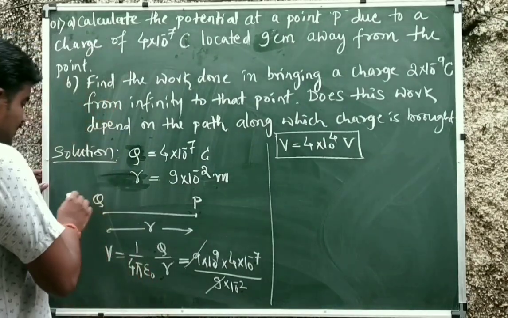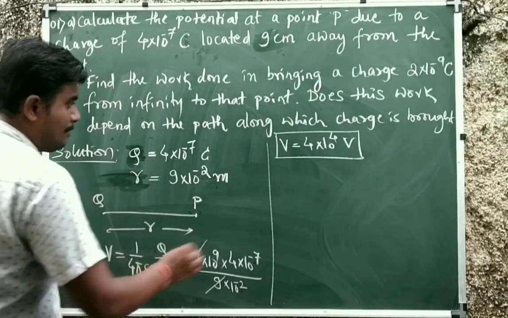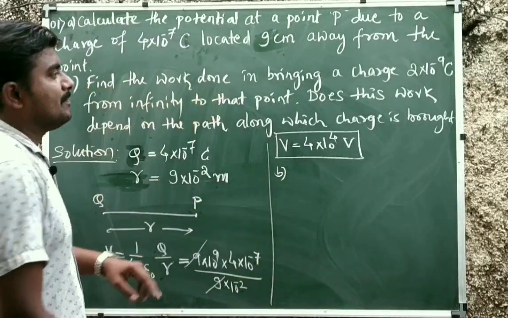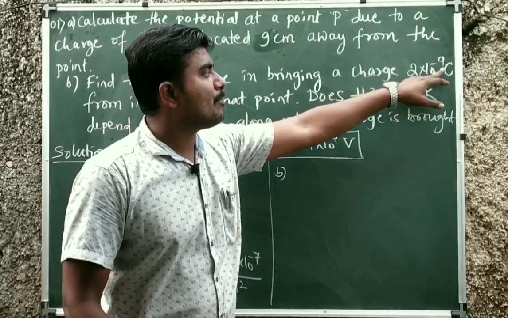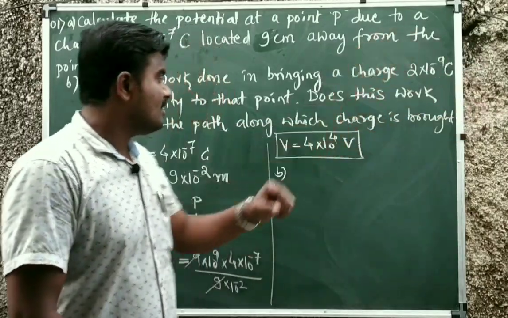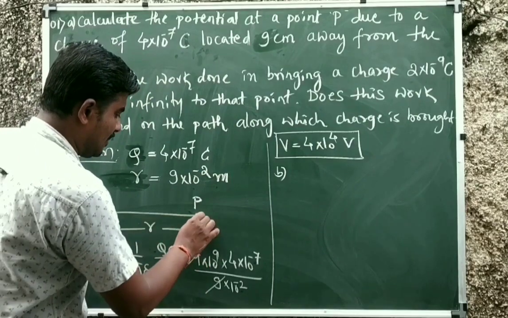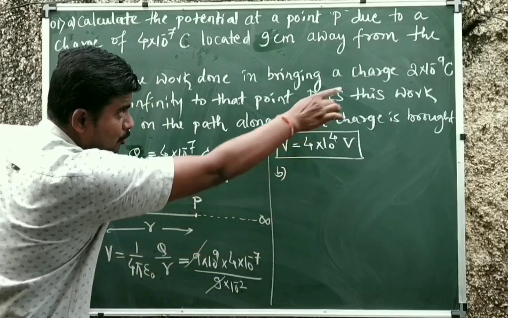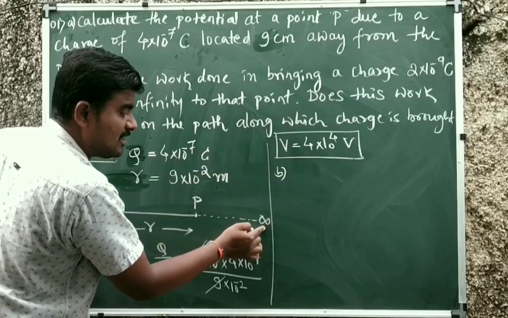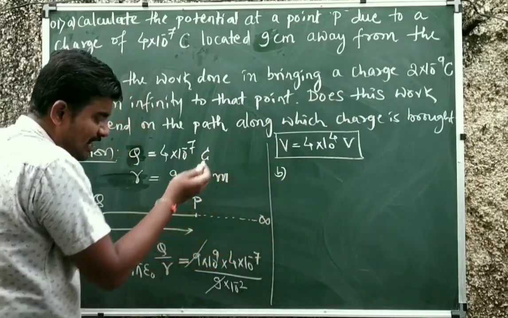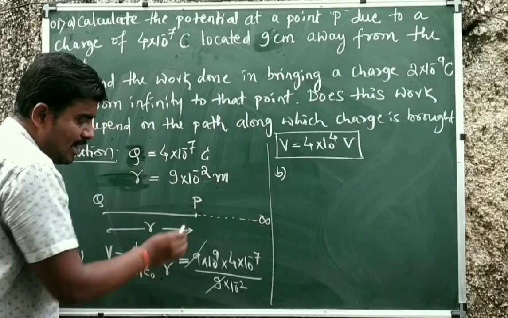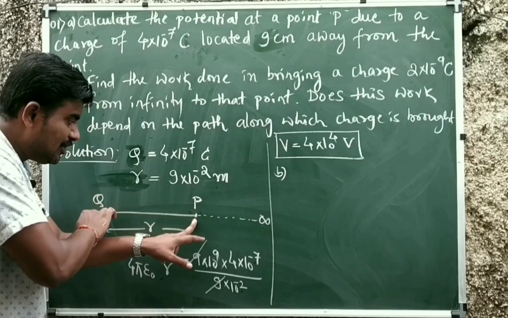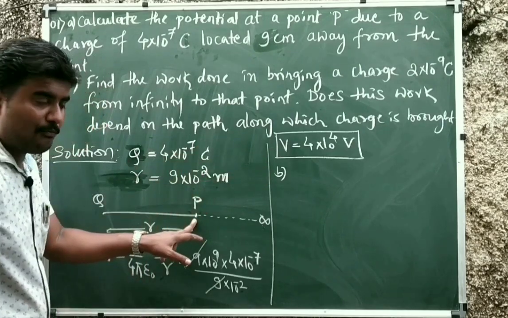This is part A, and now part B. In part B they have asked to calculate work done. They have brought a charge 2 into 10 to the power minus 9 coulomb from infinity and placed it at point P. I will draw here: say this point is infinity. From infinity, the charge is taken and placed at point P. As we know, at point P the electric potential due to the source charge is 4 into 10 to the power 4 volt.